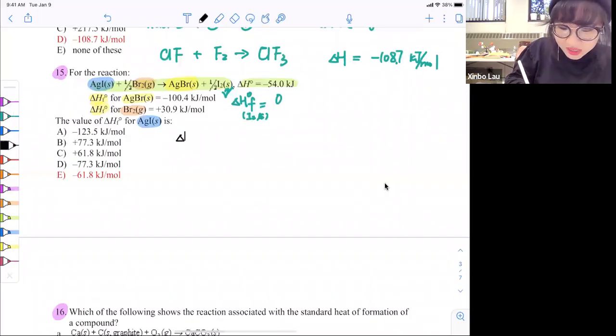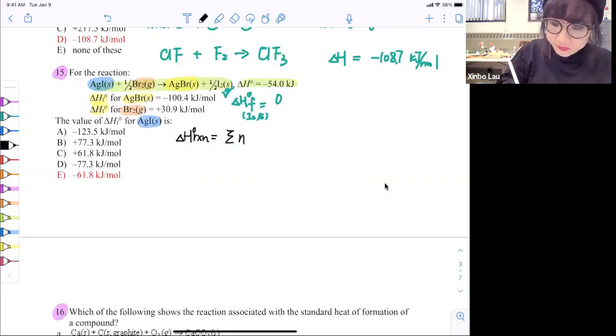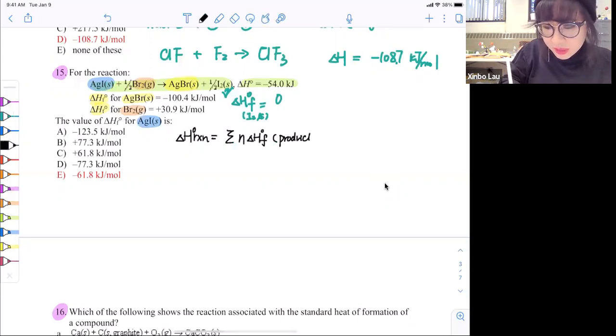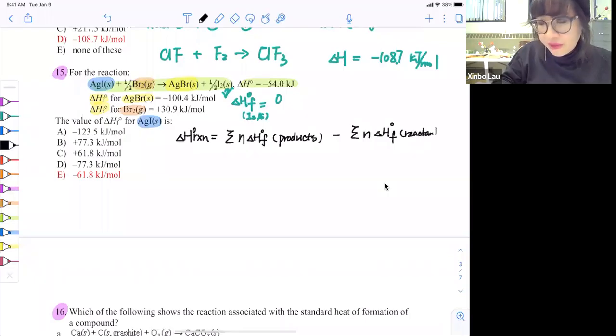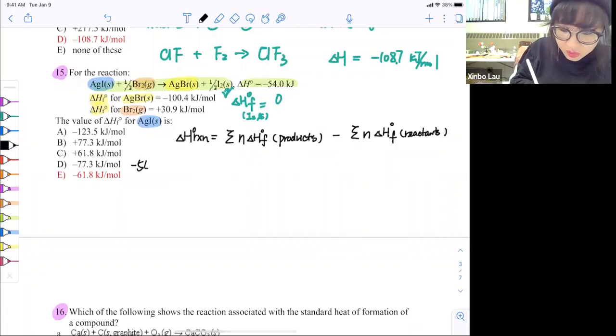We're using this relationship: the enthalpy change of the reaction equals the sum of the enthalpies of formation of the products, each multiplied by its coefficient, minus the sum of the enthalpies of formation of the reactants, each multiplied by its coefficient. Now we do the calculation. We know the enthalpy change for the whole reaction since it's given in the question, so I put it right over here.